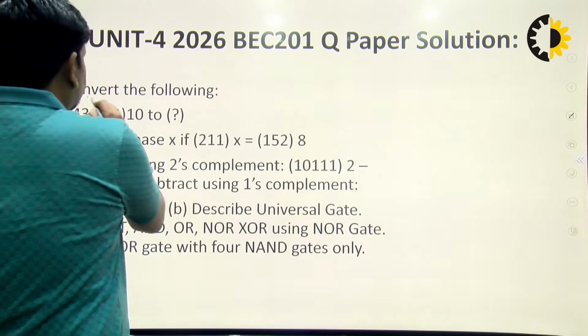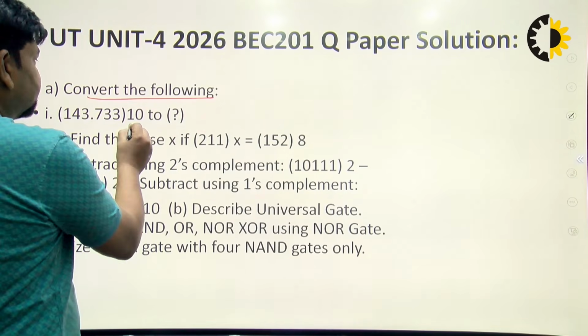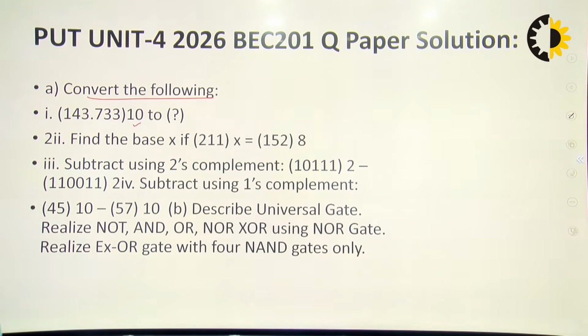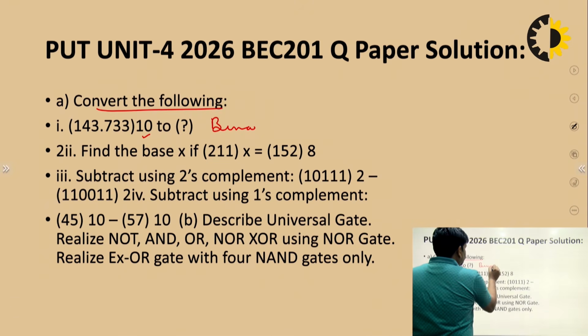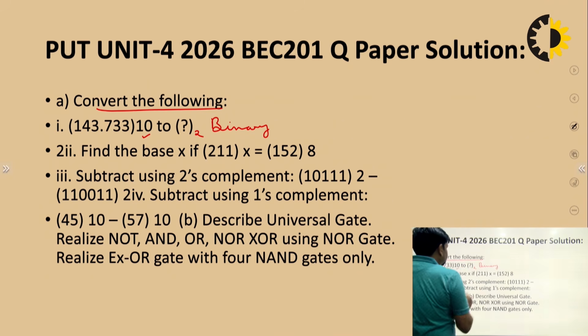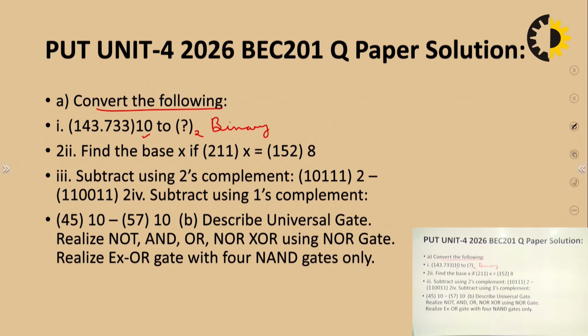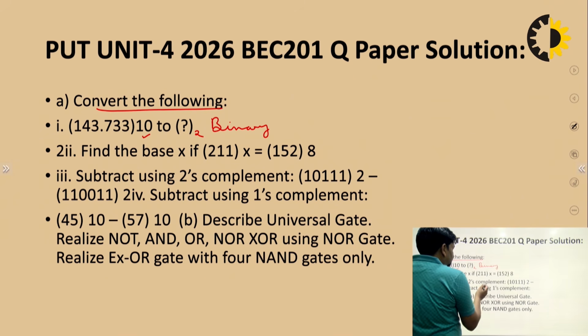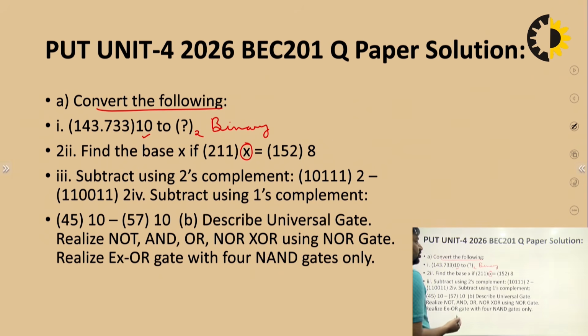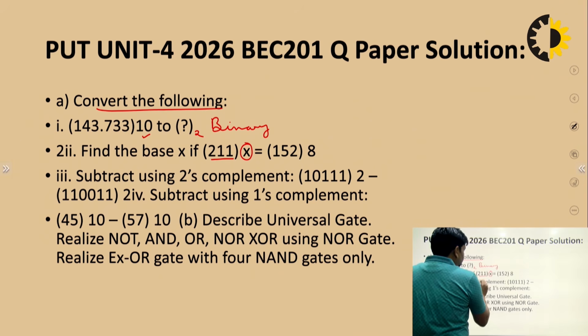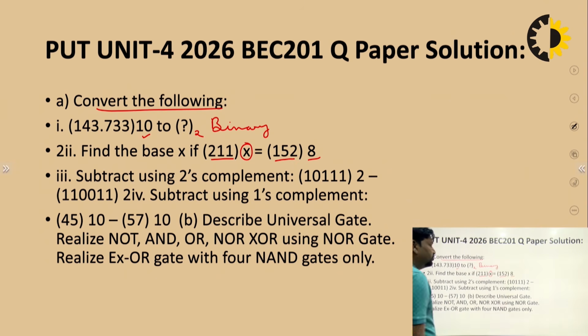This is to convert the following terms. So this is radix 10 and you convert it into a binary number. That means we have to convert this decimal number into a binary number, so we change the radix from 10 to 2. And in the second question, we find the radix x. That means in some radix x, the number 211 is represented, which is equal to 152 in octal form. So we find the value of radix x, and this is the second question.